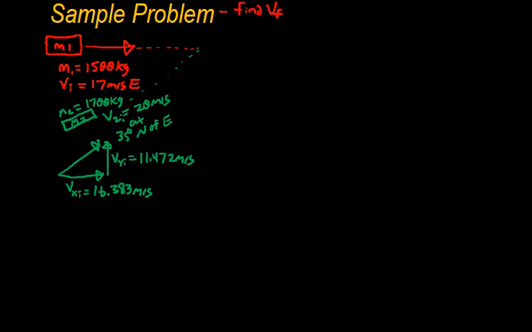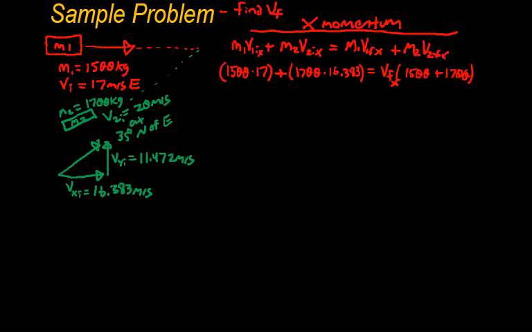All right, so we have our x velocity, we have our y velocity, the car's hit, and for the x, what we're dealing with is car 1 going in the eastern direction at 17 meters per second, and then car 2 is going at 16.383 meters per second in the x direction, just using the x component. And so we can find the final velocity, which is going to be the same for both cars. We add up the masses, and we should get 16.67 meters per second as the resultant.